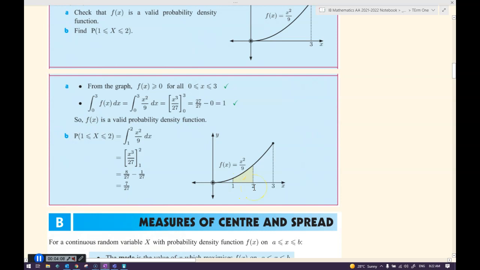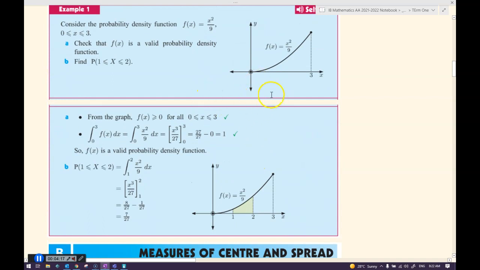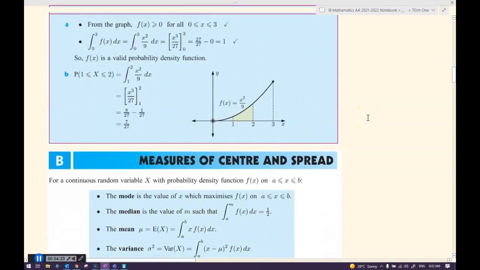Of course, you can use your calculator for this in a calculator exam, but these are easy enough to do in a non-calculator paper as well. So the basic calculation of a probability, it's the same as it always was. We're just finding the area under the curve, just like we did for our discrete variables.